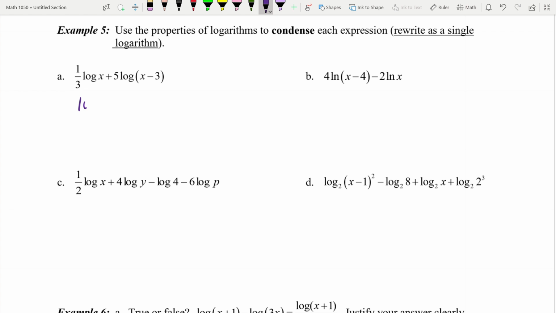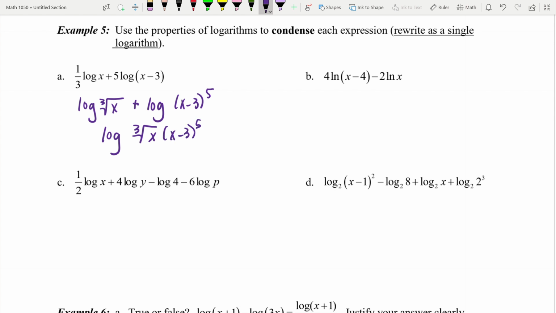So this is going to be the log of x to the 1/3 plus the log of x minus 3 to the 5th. Now, take your eraser. Erase the 1/3. Don't write it as an x to the 1/3. Write it as, tell me, the cube root of x. Now I'm ready to condense. They're added. When I squish them, they're going to be multiplied. So this is going to be the log of the cube root of x multiplied by x minus 3 to the 5th.